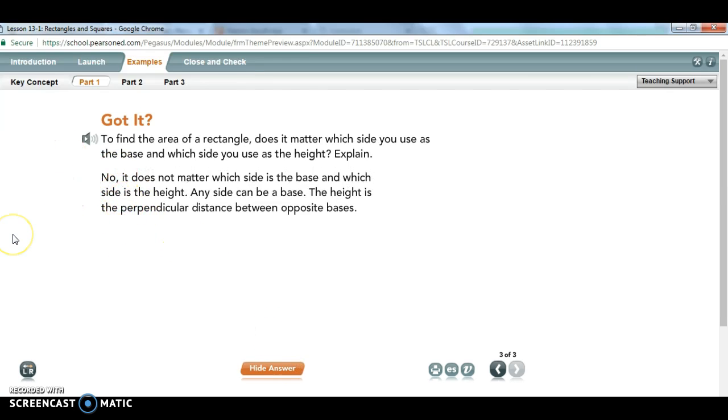Here's an answer that you could have explained. No, it does not matter. Any side can be the base. The height is the perpendicular distance between opposite bases.